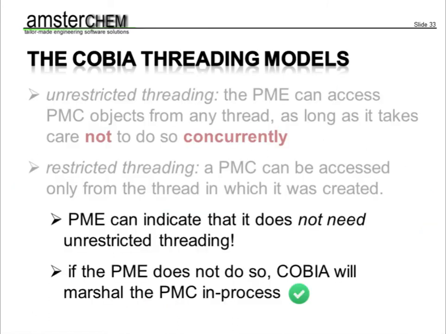So if the PMC cannot do unrestricted threading, something needs to give. The PME can indicate when creating the PMC that it does not need unrestricted threading, because it will only call the PMC from the thread it was created in to begin with, for example, because the PME is a single-threaded application. If the PME does not actually indicate this, then the PMC will have to be marshaled over a single in-process thread. This too is in place, be it currently suboptimal, because we're using the generic TCP/IP transport and the generic marshaller, both of which can be done in a more optimal manner, which we will do in a later stage.